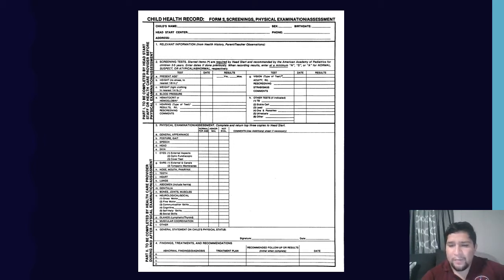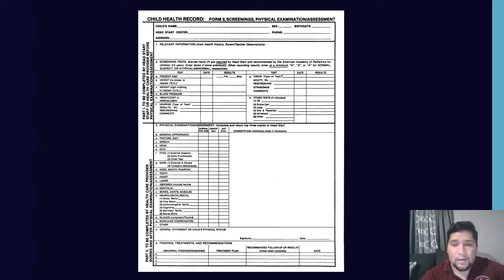But one of the main things that we do need for the child is going to be a valid TB test in order for them to actually come into the center. And those requirements are not only in Head Start, but they're actually also in the public school. So it's very important that we inform the parents of this information.